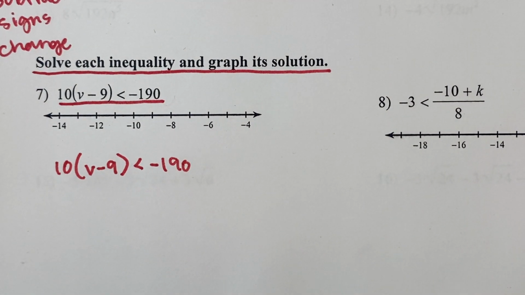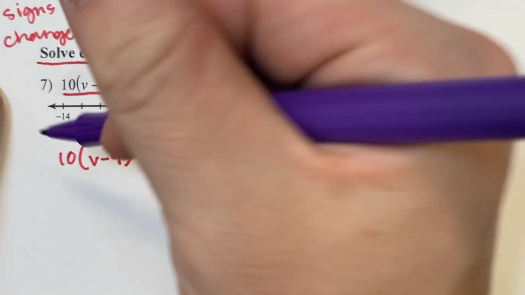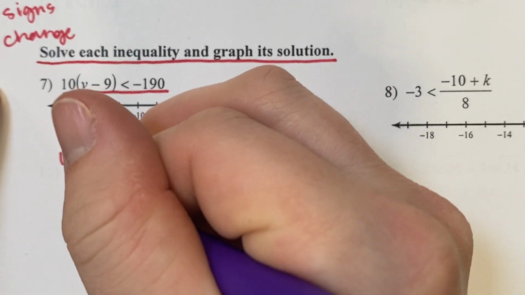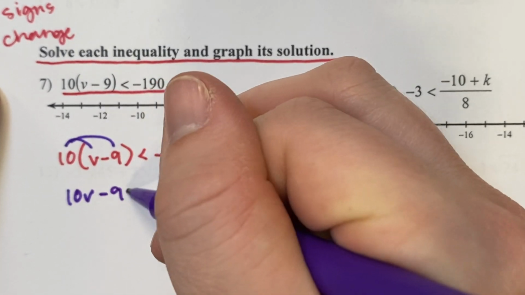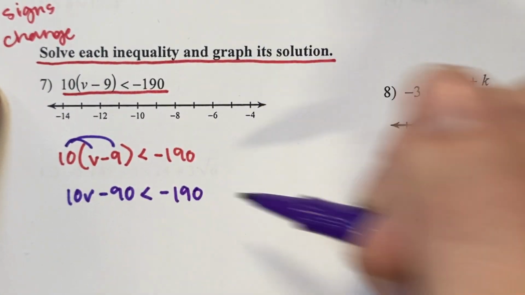Okay, so now I have room to solve this guy. First thing I see are parentheses, so we need to distribute, which means multiply. 10 times v is 10v. 10 times negative 9 is negative 90. Less than negative 190.